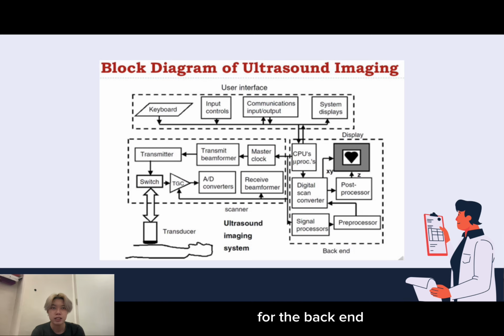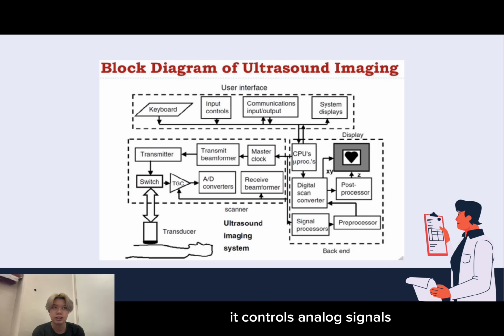For the back end, it includes the CPU, which is the brains of the ultrasound machine and handles the overall control of different processes. It manages the data flow and instructs the other components like the user interface and the scanner. The display takes the processed data and presents it in a visual format when the ultrasound image is shown. The digital scan converter helps to convert the raw ultrasound data into a format that can be displayed.